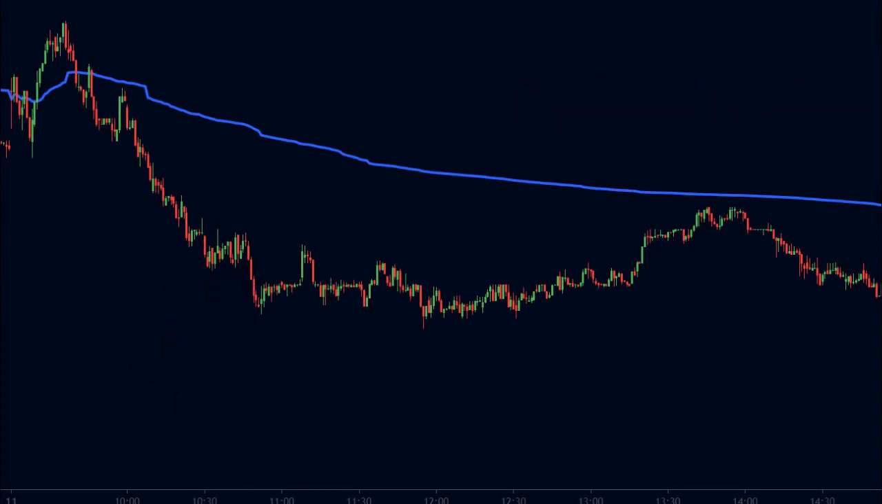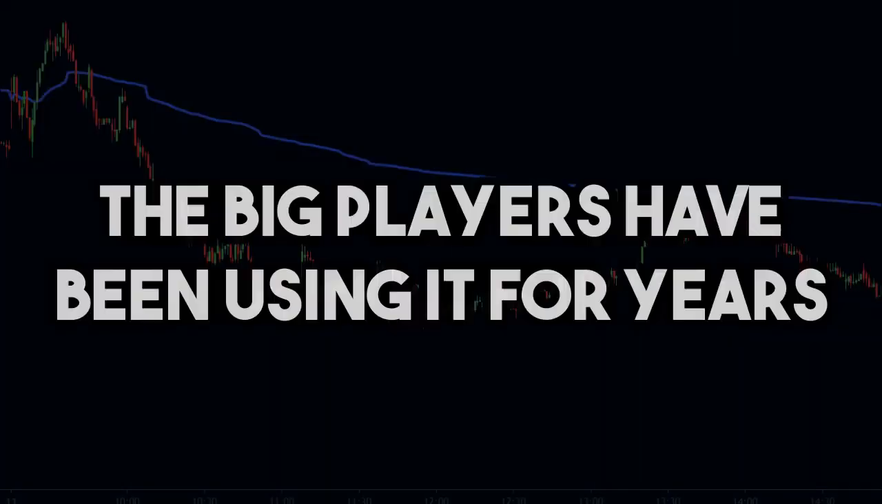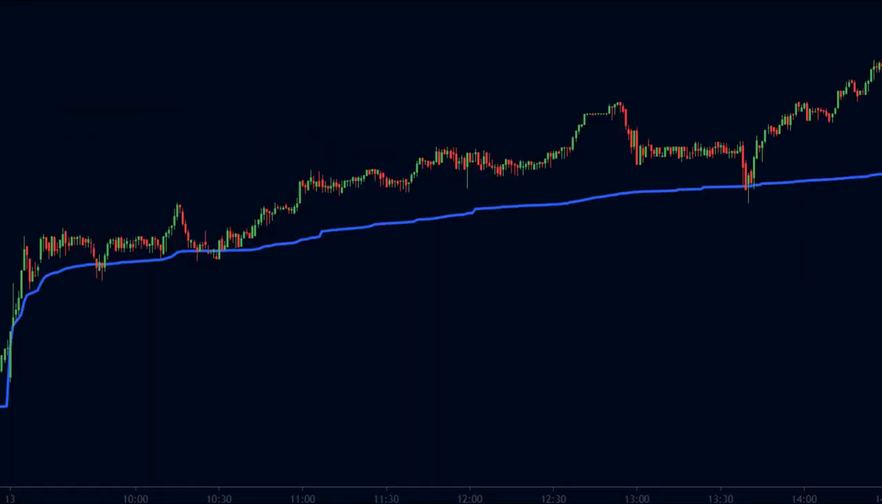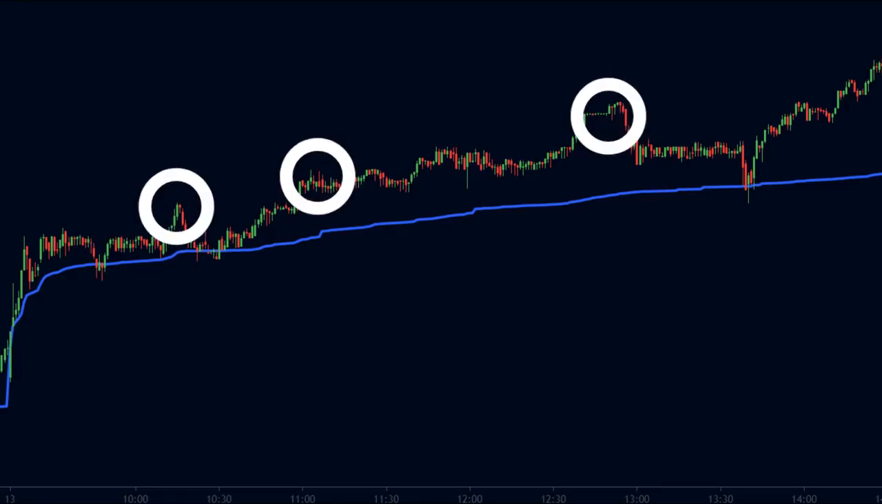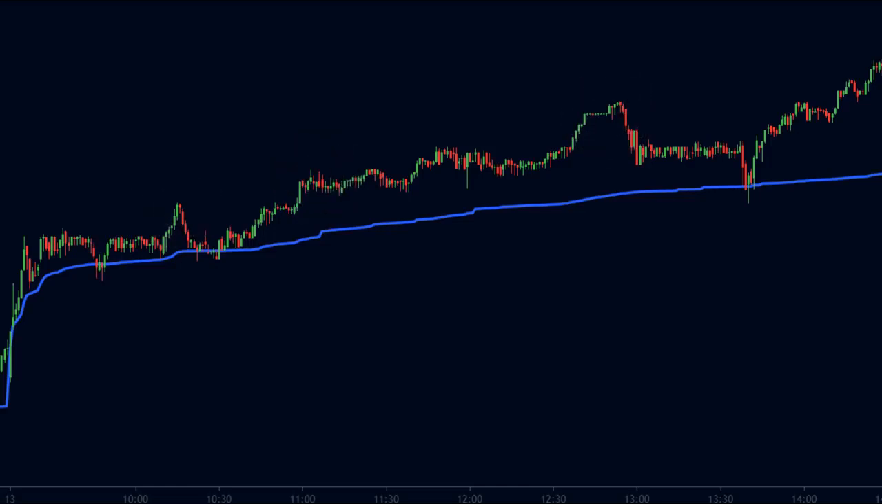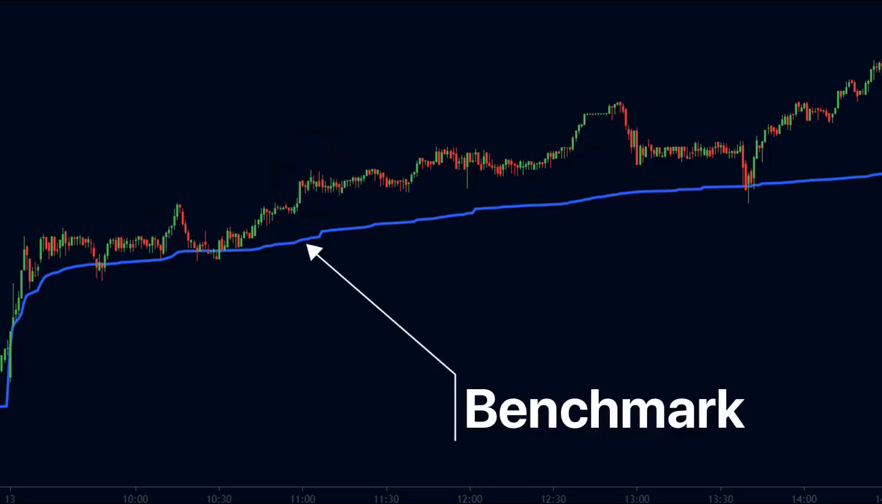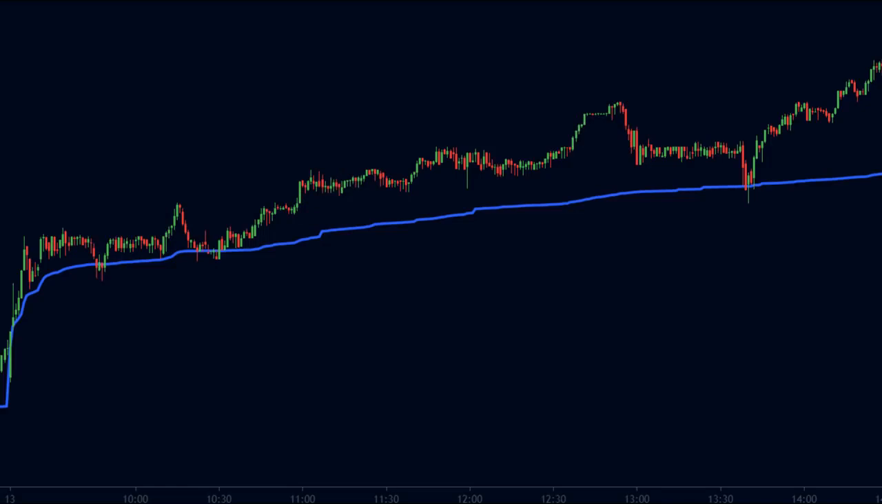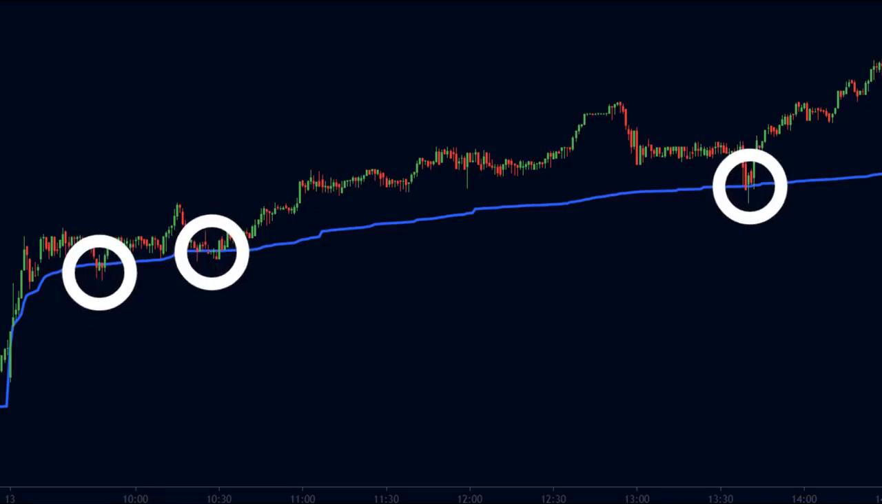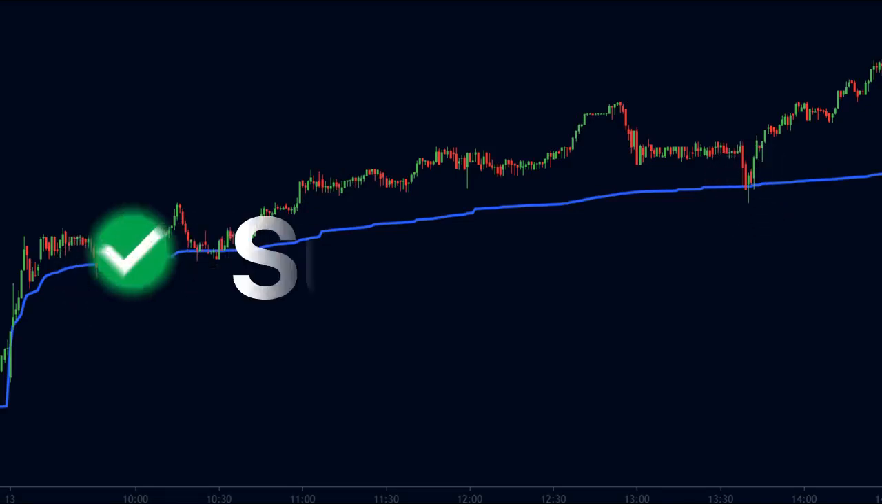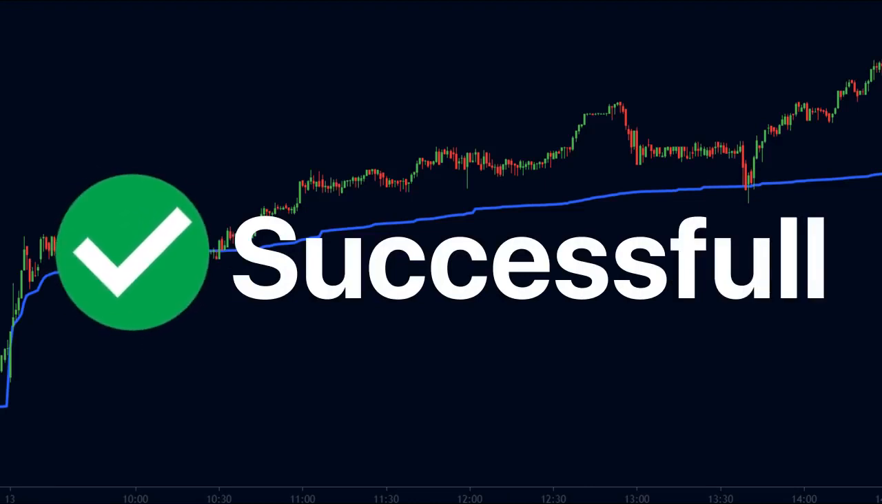The Vwap has gained a lot of popularity among retail traders in recent years, but the big players have been using it for years. For example, let's say that a big investor is looking to buy this asset. He will not blindly buy at any price. The Vwap will be his benchmark. Hence, he will look to buy when the price is near or below the Vwap. Such a trader will be considered successful if he manages to buy the whole position around the Vwap.